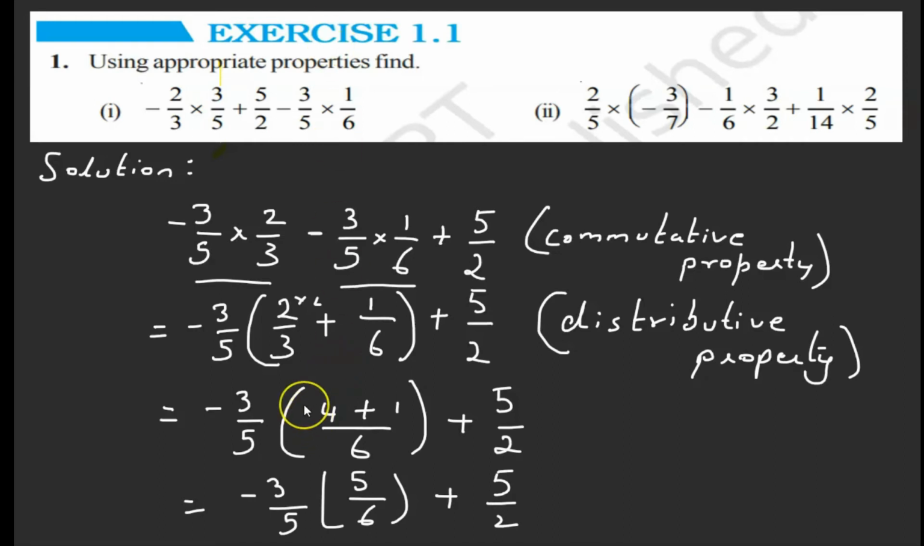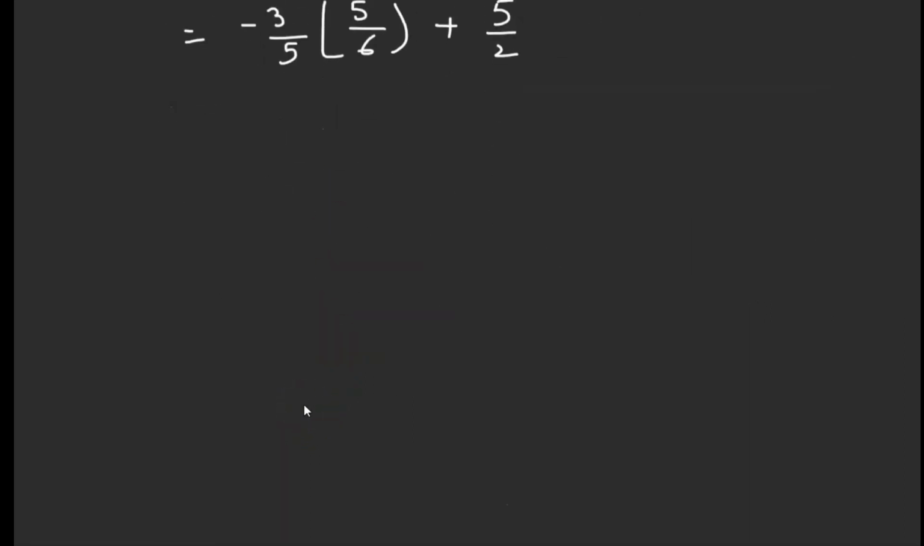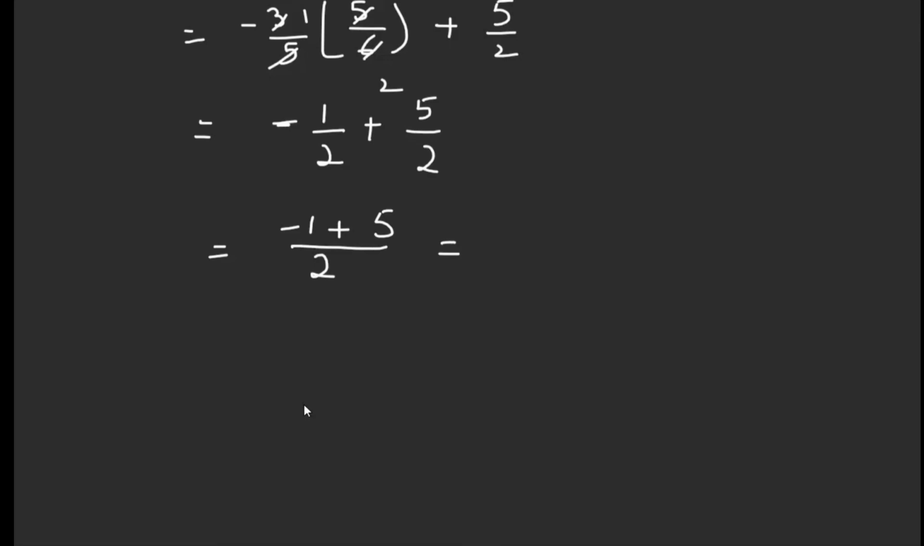Proceeding to the next step, we get this is equal to minus 3 by 5. This 5 gets cancelled out. These 3 1s are, these 3 2s are. And minus half remains. It is minus 1 upon 2 plus 5 by 2. This gives 2 as LCM. And it is minus 1 plus 5. This is minus 1 plus 5 is 4. 4 upon 2. This is 2. So students, the answer is 2.